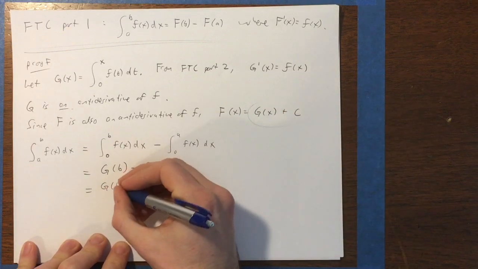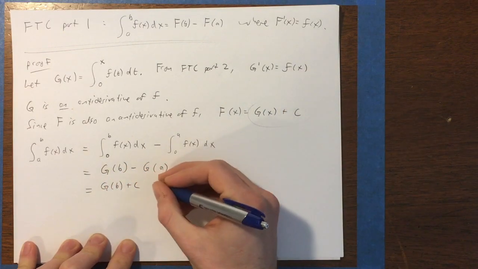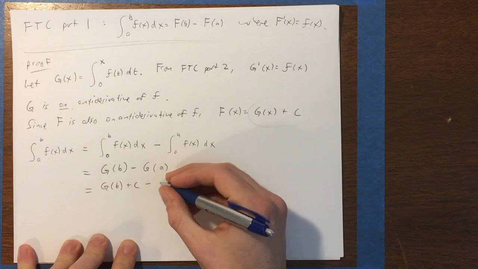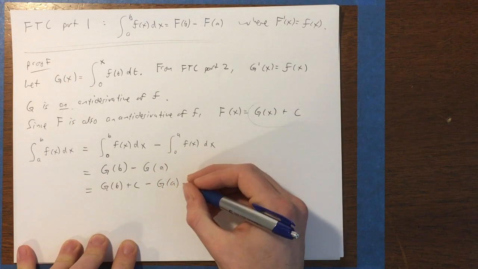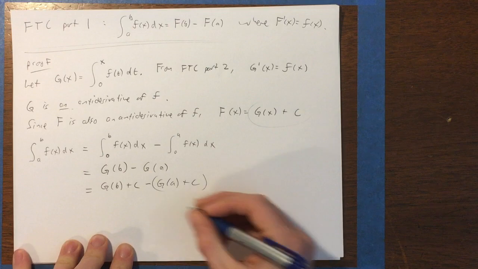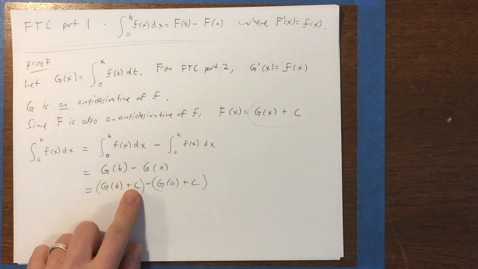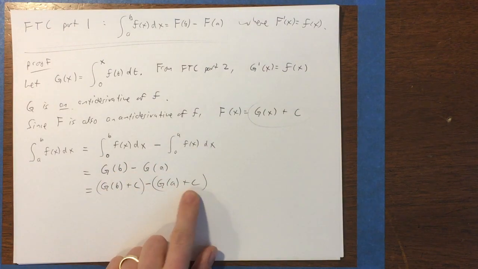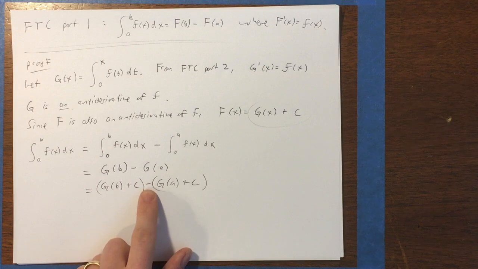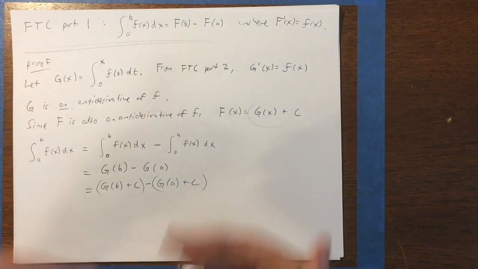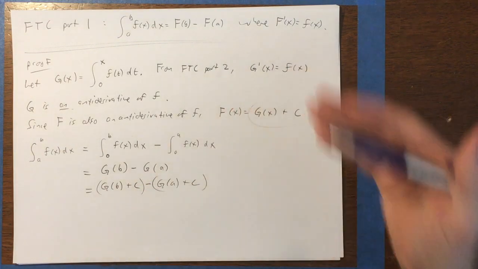So g of b plus c, and then minus g of a plus c. If I put parentheses here and here, you can see the plus c I added here and the plus c I added here will actually cancel one another out because of the minus, right? So this has not changed in value at all. I just added c and subtracted c.